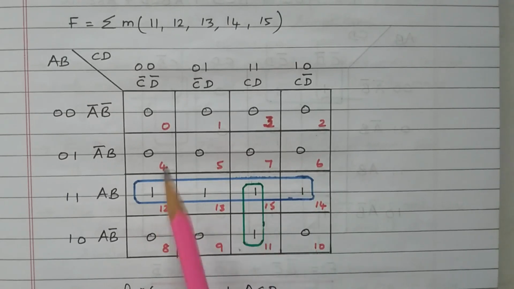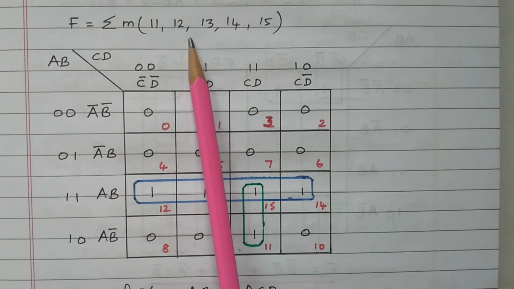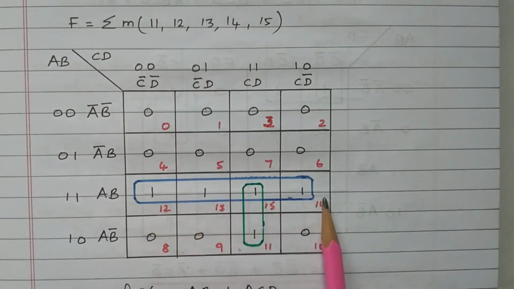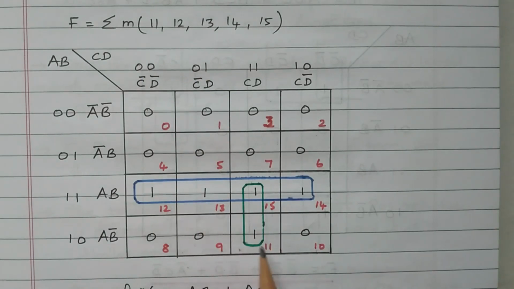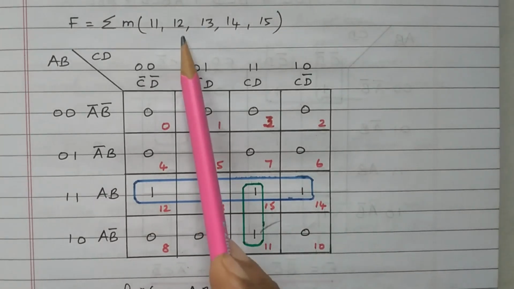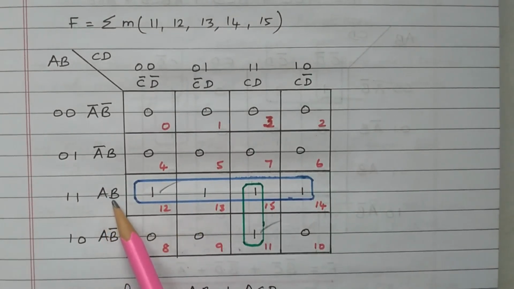Right. So in this problem the Minterms are directly given, so it is very easy to represent these Minterms directly in the K map. 11 is given, so this is 11, and 11 is marked as 1. Right. Then 12 is given, so 12 is available here. What is 12? 12 is nothing but A, B, C bar, D bar.